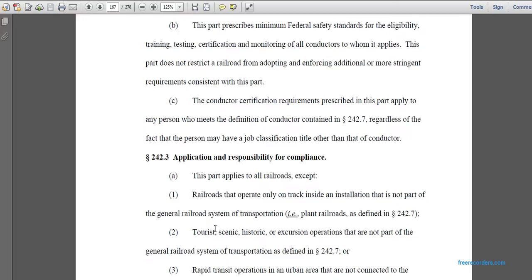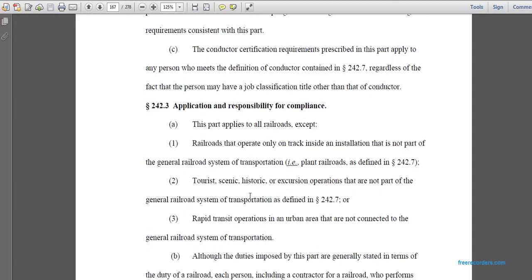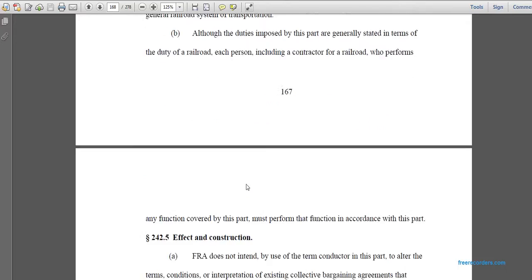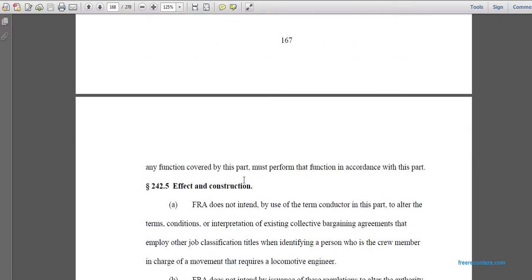Tourist, scenic, historic, or excursion operations that are not part of the general railroad system of transportation, as defined in 242.7. Rapid transit operations in an urban area that are not connected to the general railroad system of transportation. Although the duties imposed by this part are generally stated in terms of the duty of a railroad, each person, including a contractor for a railroad, who performs any function covered under this part must perform that function in accordance with this part.